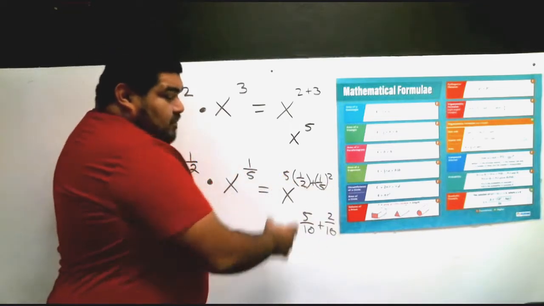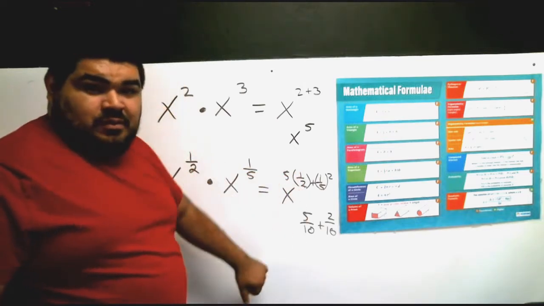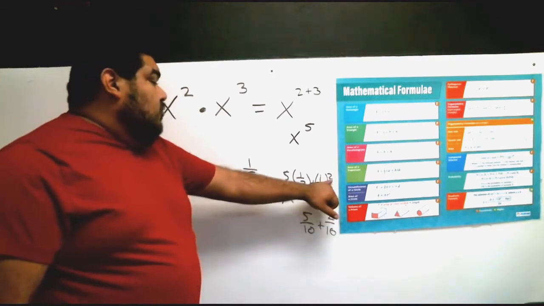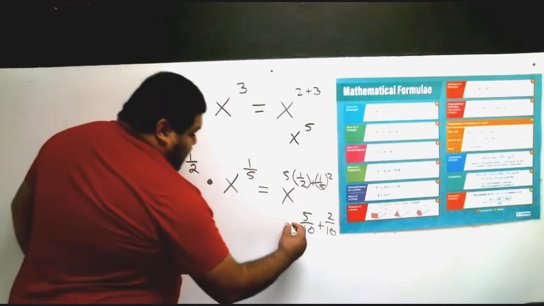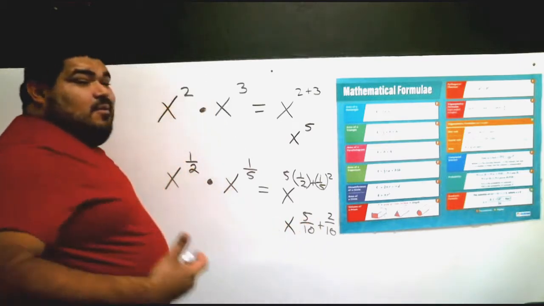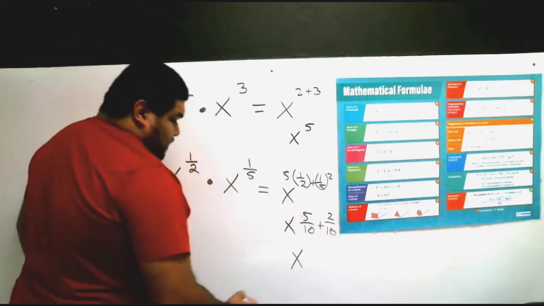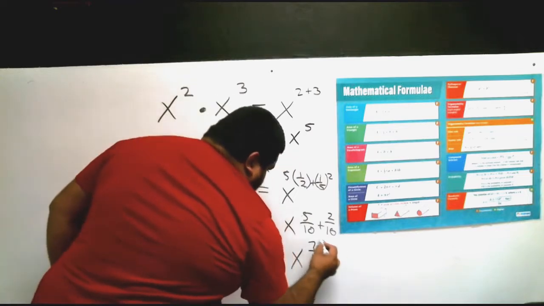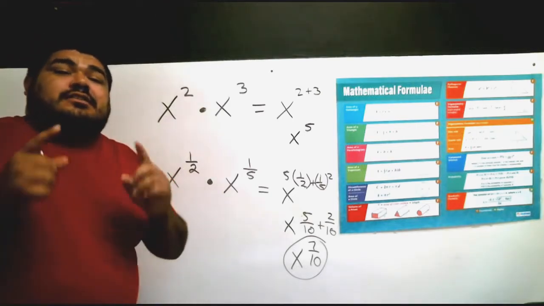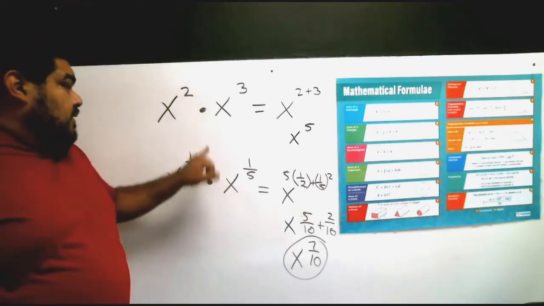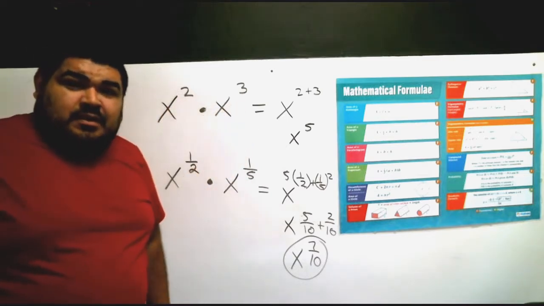But not only the bottom, we have to also do it to the top. So we did 5 times 1, and then 5 times 2. That's why it gave us 5 over 10. And then 2 times 1, and then 2 times 5, which is 2 over 10. So we have x. Now we can actually combine them. So your final answer is going to be x to the 5 plus 2, which is 7 over 10. And that is your answer. So that's the rule: when you multiply, you add the exponents.